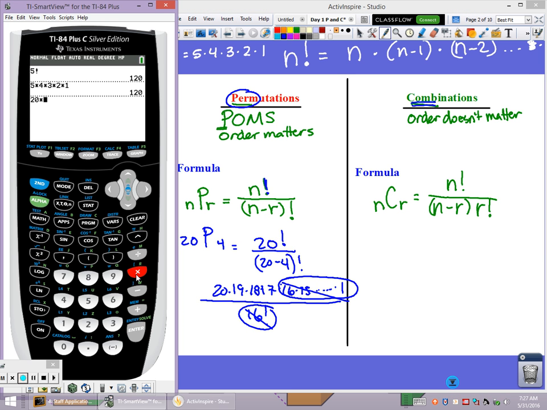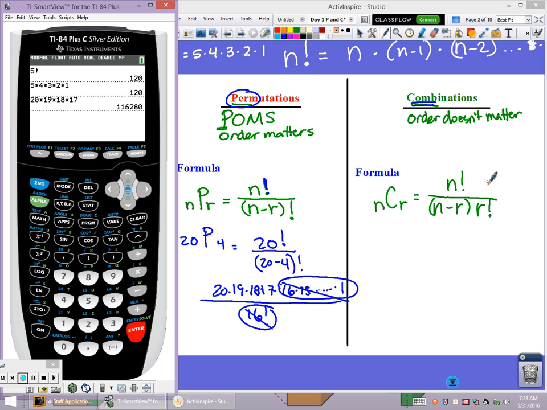20 times 19 times 18 times 17, and I don't do times 16 because that's simplified out. And that would be how many different possibilities if we had 20 people, different ways of getting them in a specific order. Okay, so that's a quick example of permutation. Combination is similar, but if order doesn't matter, there are fewer possibilities.